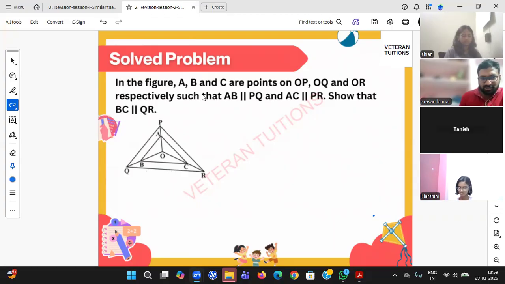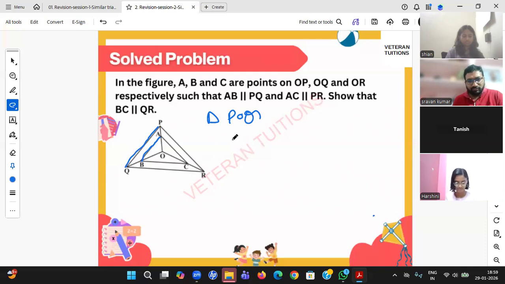Very good. AB is parallel to PQ. AB is this, so since AB is parallel to PQ, take triangle POQ. So what should I write now? Since they are parallel, it is PA by AO and OB by OQ. Sorry, AO, OB by BQ. Again, can you say? PA by AO equals OB by BQ.